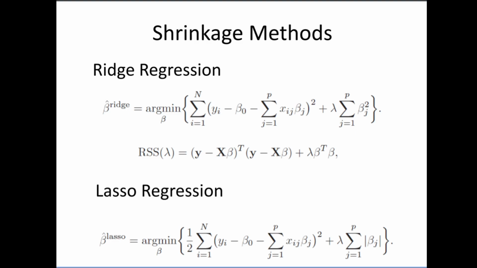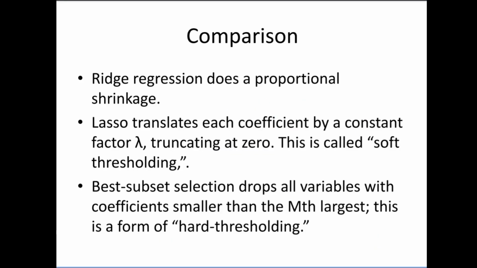And that is one of the reasons you should look at lasso regression if you're trying to do feature selection. So nothing changes here. From beta j square, you are going to beta j absolute value. Now let's compare everything we studied above. Ridge regression does a proportional shrinkage, proportional to the lambda you have kept. And lasso translates each coefficient by a constant factor lambda, that is the lambda we were looking at, and it truncates it at 0. So this is called soft thresholding.